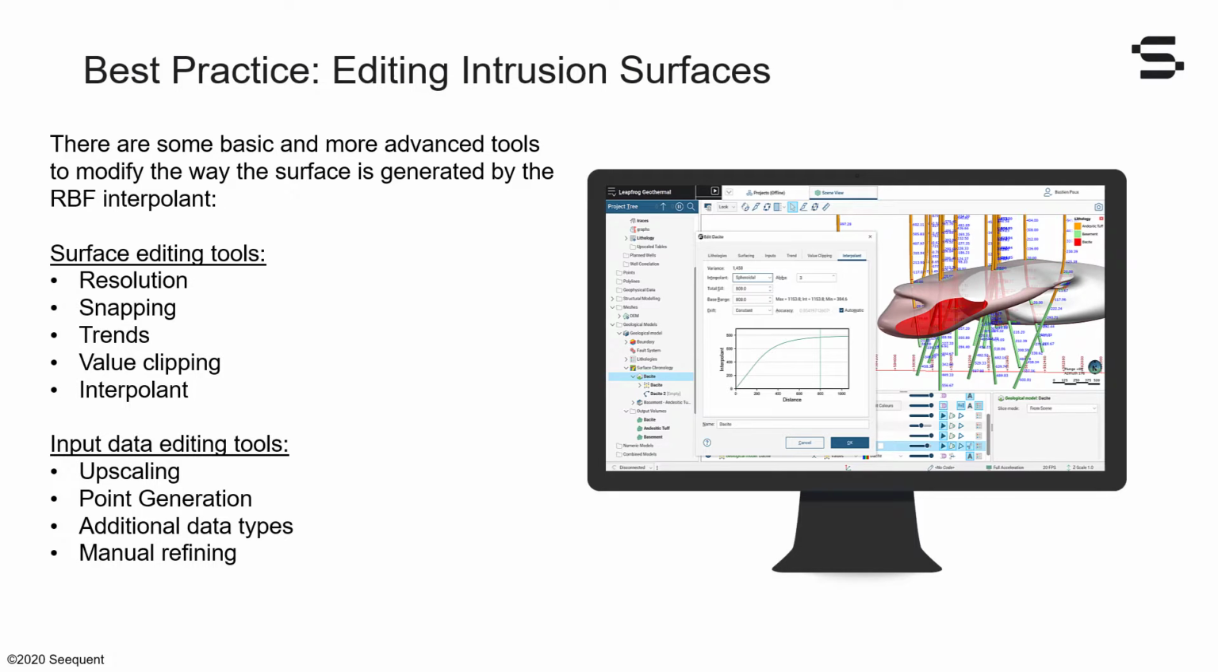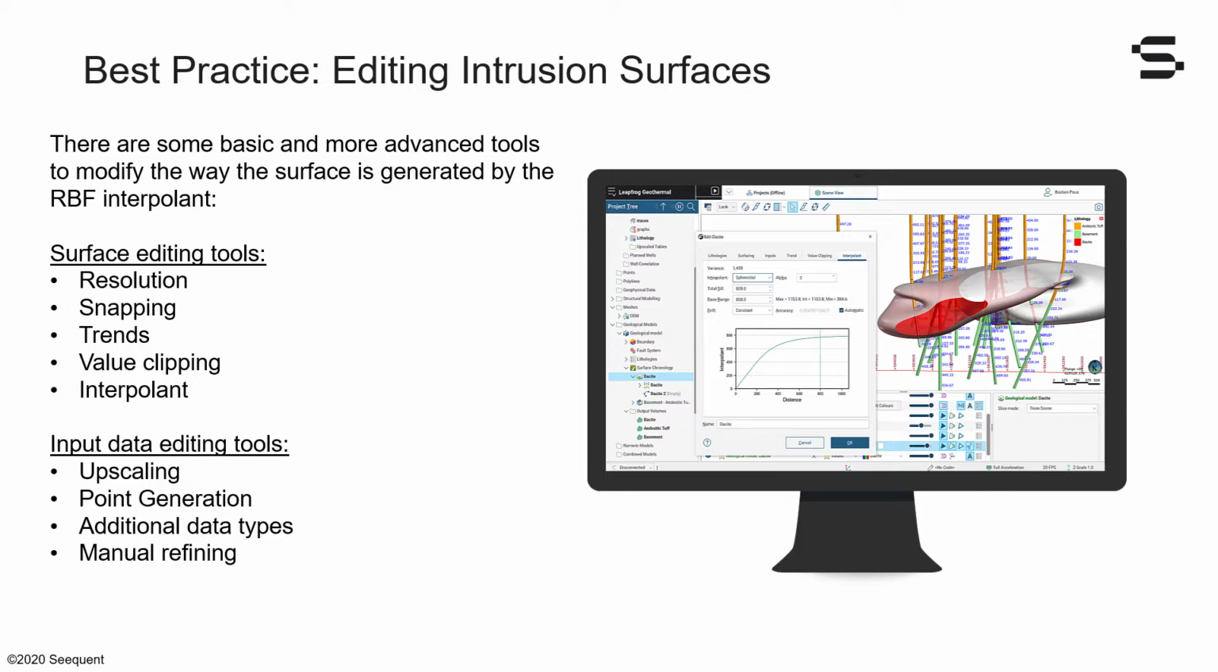We are now going to see what editing tools are available in Leapfrog Geothermal, how they work, and what their purpose is. The tools can be divided into two categories. The surface editing tools, which are accessed by double-clicking on the intrusion surface in the project tree, and the input data editing tools, which can be found below the intrusion surface in the project tree too. Note that some of these tools are more advanced and require some knowledge of how the RBF interpolant works.